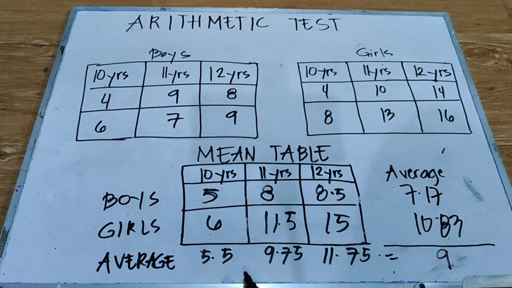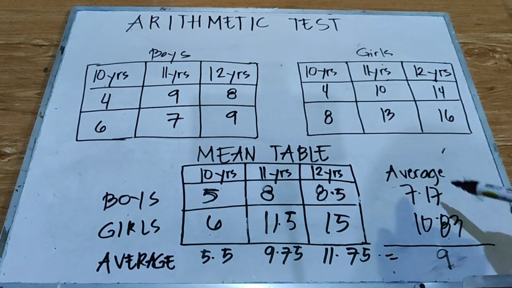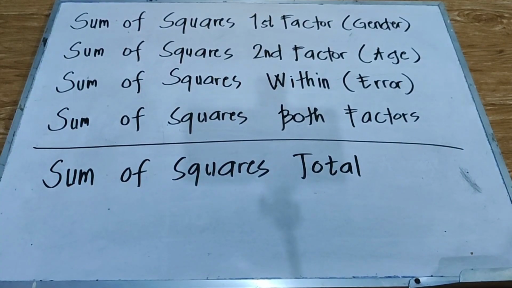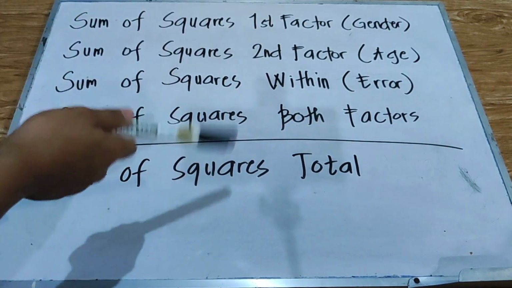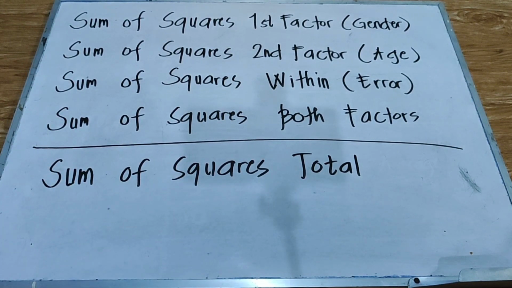So, 5.5 plus 9.75 plus 11.75 is equals to 27 divided by 3 is equals to 9. So, nganong 9? Kay since ang ato ang 9 nahug naman siya og grand mean sa age o sa gender. So, karon atong i-calculate or i-compute ang sum of square sa first factor, second factor, within or both factors, and sum of squares of total. So, the reasons why gidiscuss na mo sa pagkuha sa mean o grand mean is magamit na to siya sa pag-calculate sa sums of square.